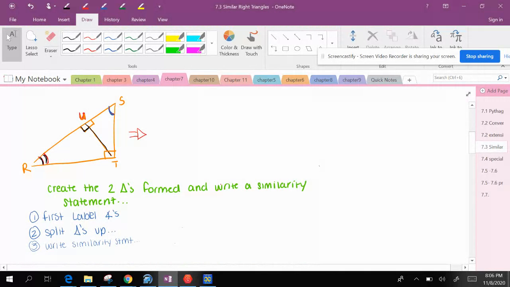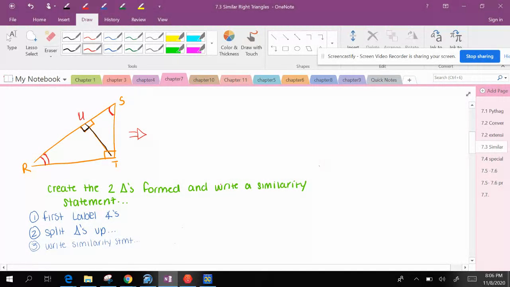All right, take a second, write down this second triangle. This right here is a U, as in you are copying this down in your notes. It will make life easier if you have a solid example in your notes. Directions are there. It says create the two triangles formed and write a similarity statement. And then we have a couple directions here. One, first, label your angles. So I already put the tally marks there, so we would all be on the same page. I put S having 1 and R having 2.